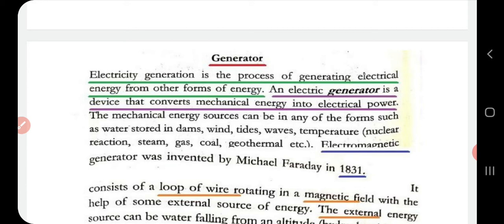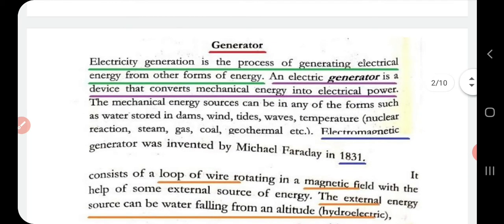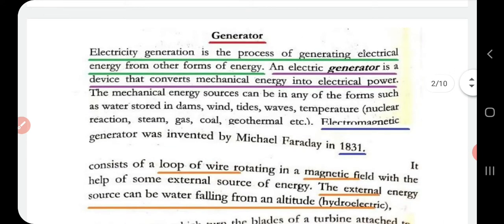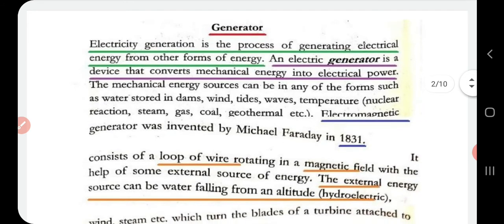It is the process of generating electrical energy from other forms of energy, and a device that is used for this purpose is called an electric generator. That is, a generator is a device that converts mechanical energy into electrical power. Now this mechanical energy can be anything. It can be water stored in a dam, or wind, tide, waves, or high temperature created due to nuclear reaction, steam, gas, coal, geothermal, etc. So the process of generating electric energy from other forms of energy is electricity generation, and the device used to convert mechanical energy into electrical power is called a generator.